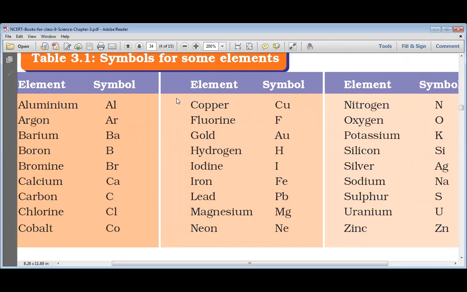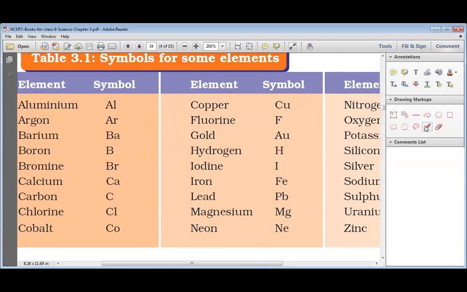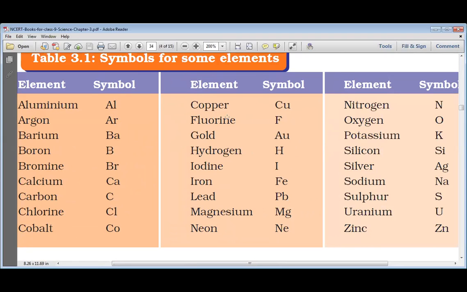And we have seen that the second letter that we use is always small, whereas the first letter that we use is always capital. So for aluminum we write Al, for argon we write Ar, for barium we write Ba, for boron we write B, for bromine we write Br, for calcium we write Ca, for carbon we write C, for chlorine we write Cl, for cobalt we write Co, for copper we write Cu.